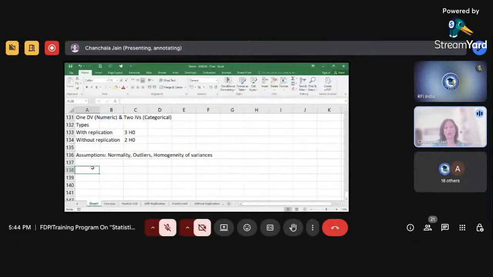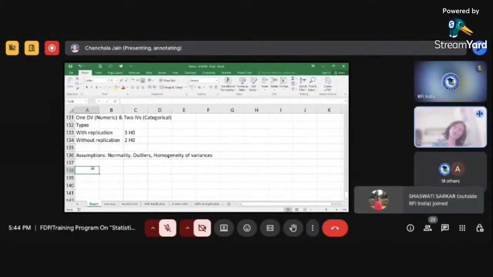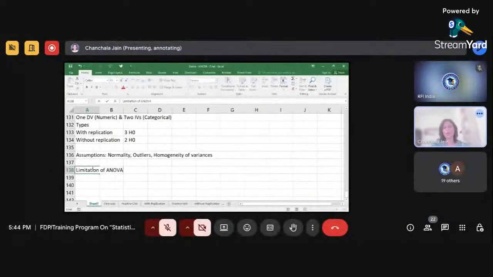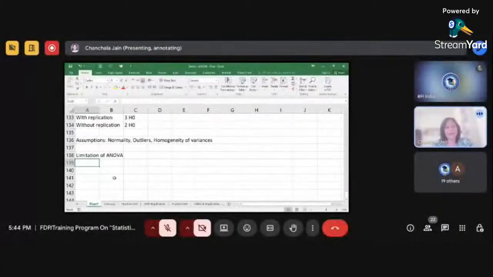Now I'll talk about a limitation. What is the limitation of ANOVA? ANOVA is lacking in one thing. What is it lacking? Suppose I am comparing the mean in 3 groups.